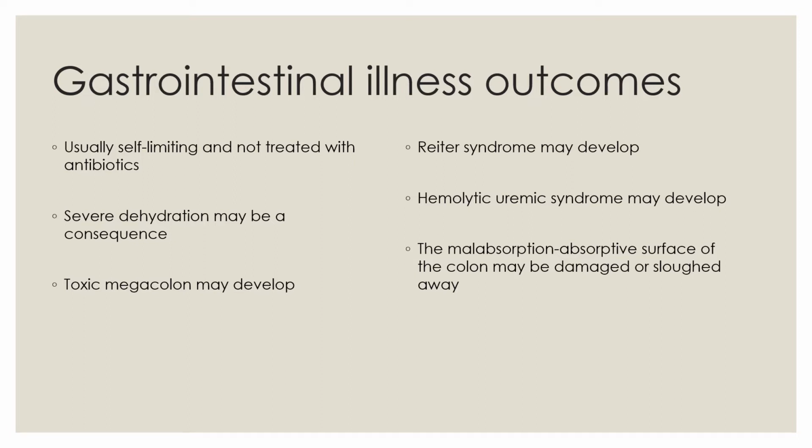Your patient may develop Reiter's syndrome. This is a reactive type of arthritis. Your patient may develop hemolytic uremic syndrome. That's associated with E. coli 0157H7. And then your patient may develop malabsorption, because the absorptive surface of the colon is damaged, since some of the colon has been sloughed away. So these are all outcomes of gastrointestinal illnesses, and this is why we do want to take them seriously.